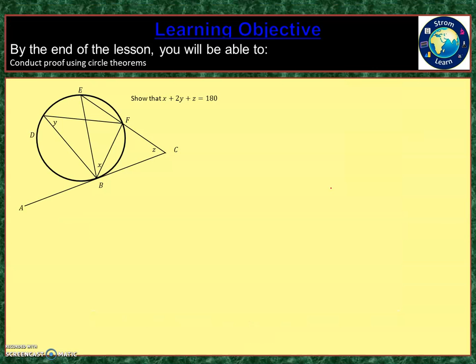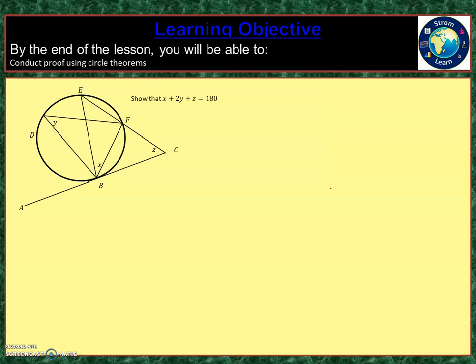And now let's look at something a bit trickier. So we've got a diagram here. We've got no numbers. We've just got 3 letters. And we're asked to show x plus 2y plus z equals 180. So this is going to be quite tricky to know where to start. So a good idea is just to start working out whatever you can.